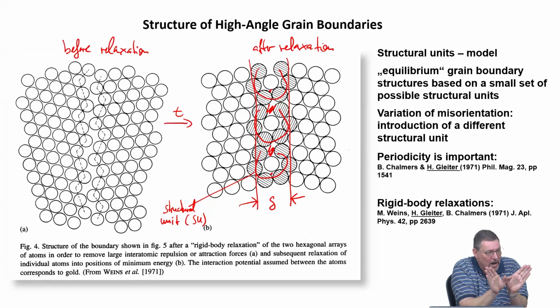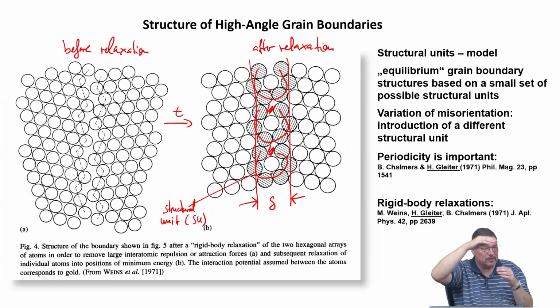If it's becoming too high, a second structural unit will be introduced, so you have then 2 different units along the boundary plane, and they have different periodicity. So the distance between equal units will be different for the 2 types. If you go more and more, the number density of the second type increases and the number density of the first one decreases until you reach another symmetric position, which then is made up of only the second structural unit.